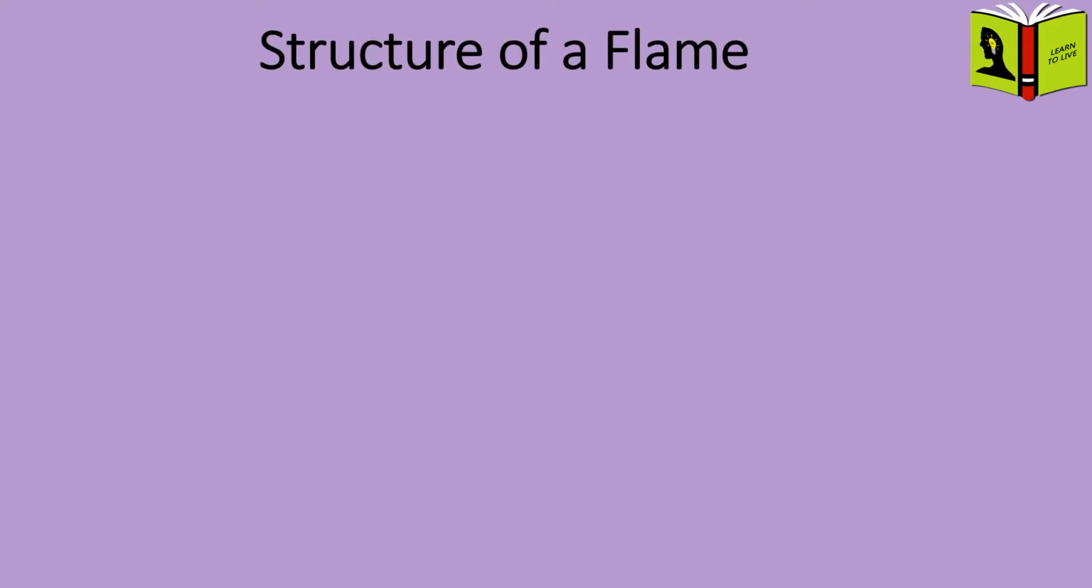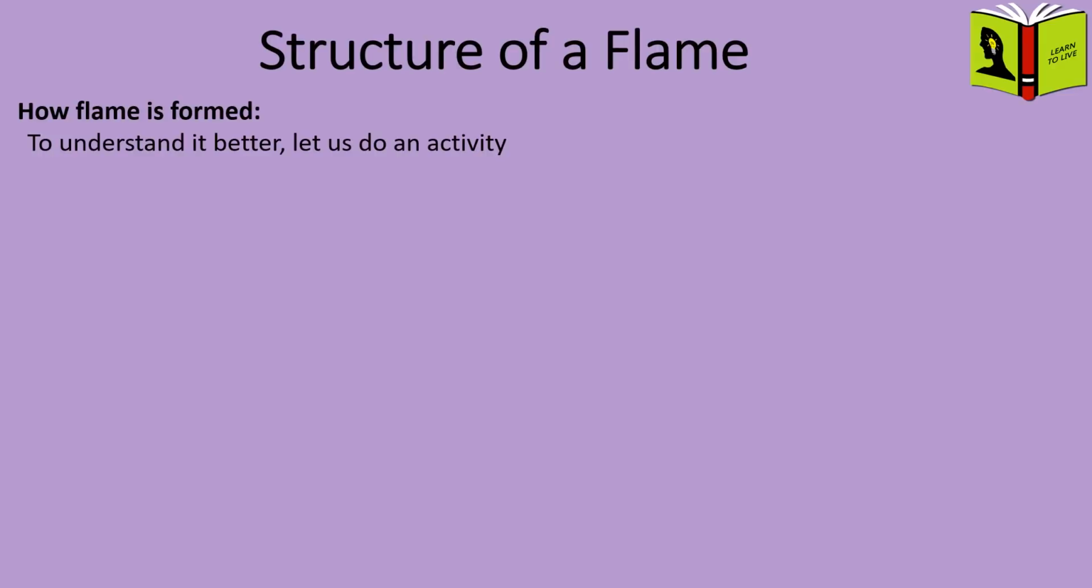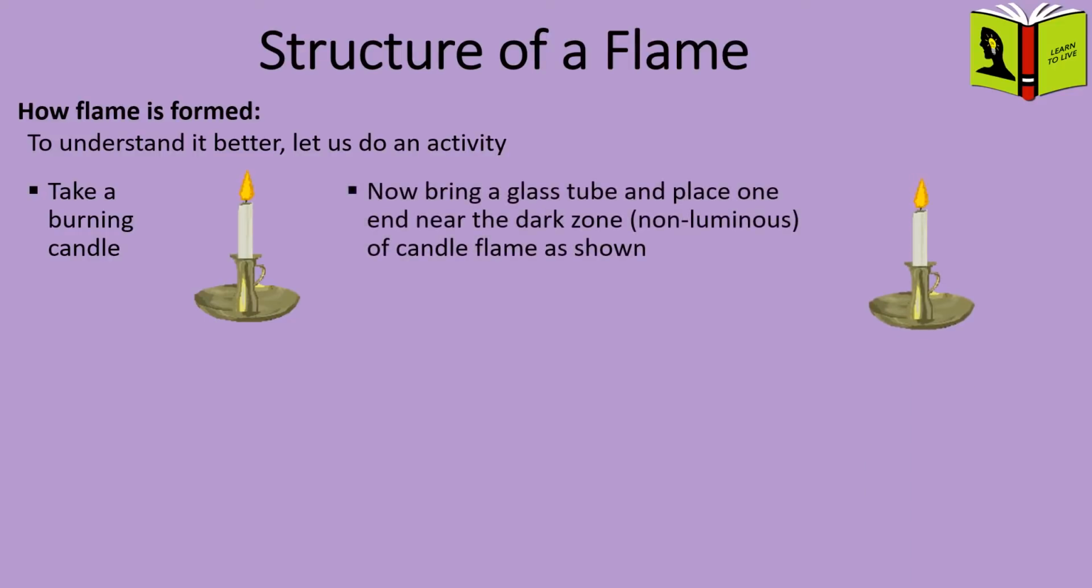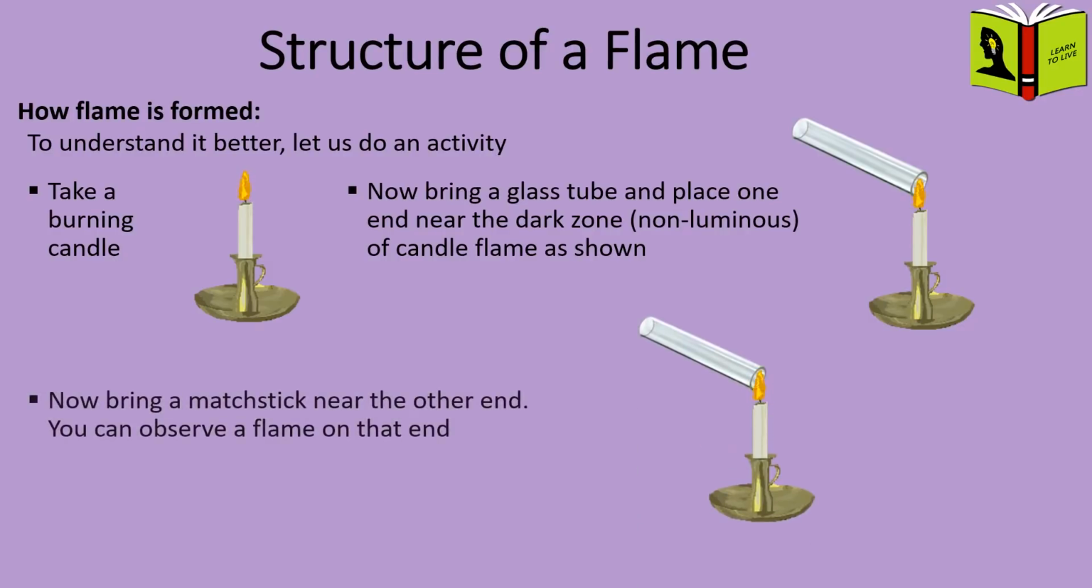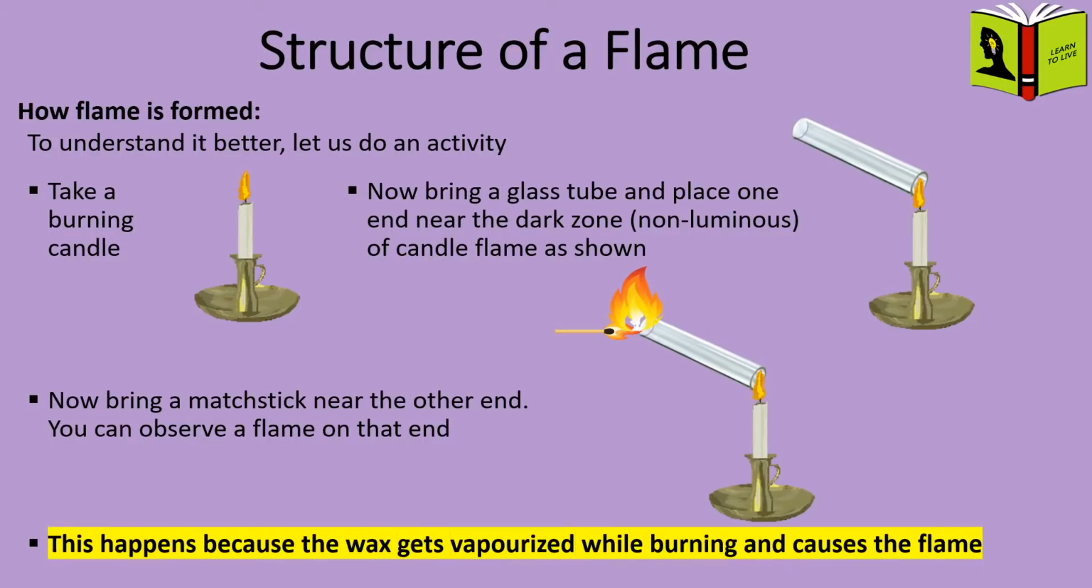Structure of a flame. How flame is formed. To understand it better, let us do an activity. Take a burning candle. Now bring a glass tube and place one end near the dark zone of the candle flame as shown. Now, bring a matchstick near the other end. You can observe a flame on that end. This happens because the wax gets vaporized while burning and causes the flame.